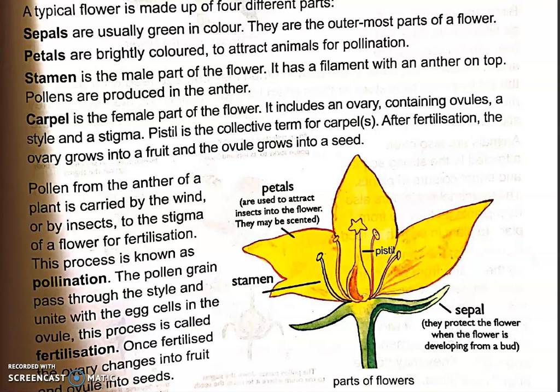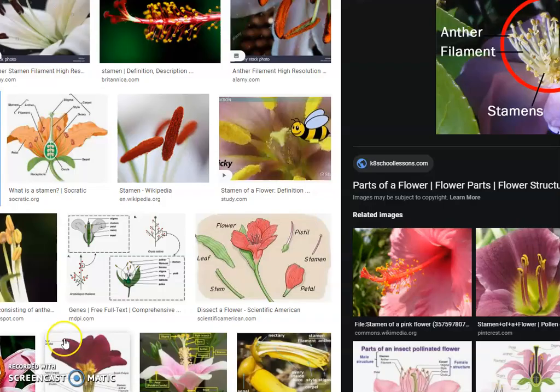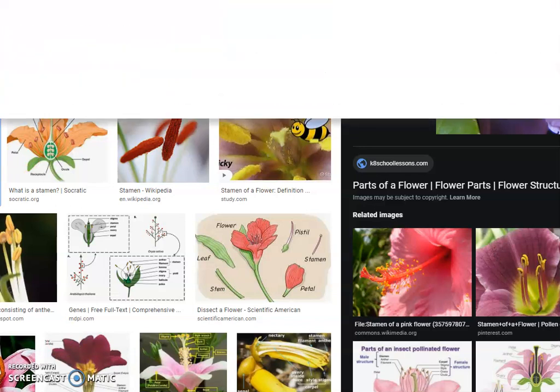After fertilization, the ovary grows into a fruit and the ovule grows into a seed. So what happens is that when there is fertilization, I'll tell you more about fertilization later, the ovary grows into a fruit. And the ovule inside the fruit turns into a seed. So you know we plant trees to grow the flower. Let me first show you a pistil also, how it looks in a real plant.